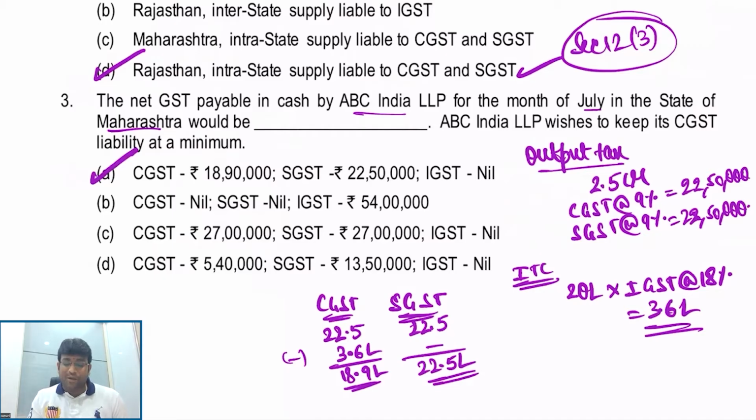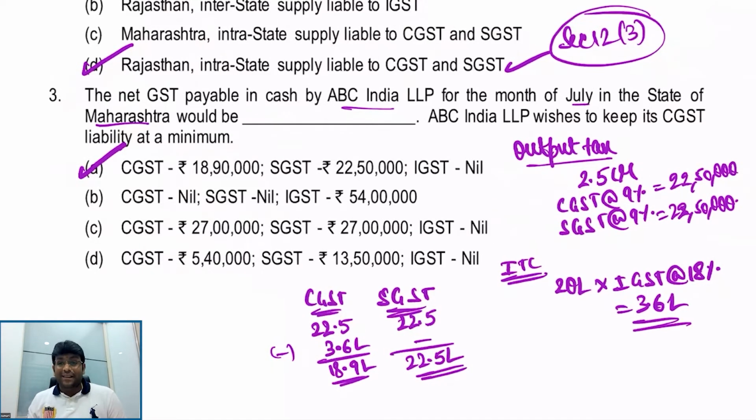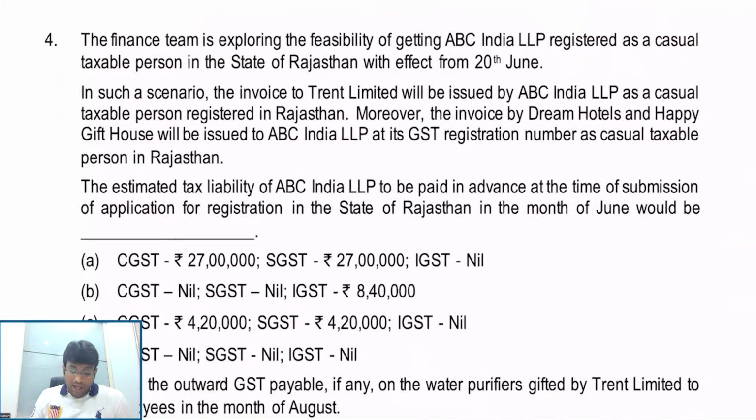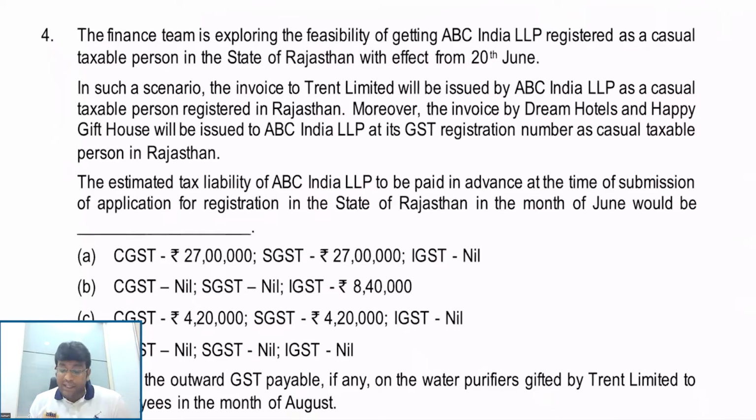Very, very interesting question actually. Makes a lot of sense. And you have to observe very clearly that they were talking only about the month of July. Next point. Finance team is exploring the feasibility of getting ABC India LLP registered as a CTP in the state of Rajasthan. Wow. If they register as CTP in Rajasthan, then they will give an IGST bill to Trent Limited.